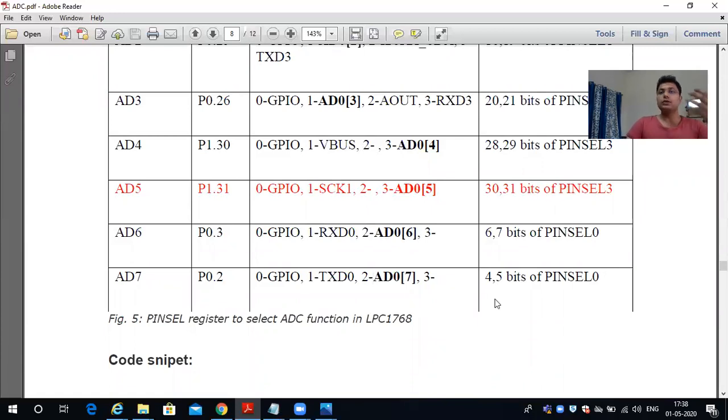So that's all about configuring the pins corresponding to ADC functionality. In this way, by properly utilizing the concerned bits in the pin select register, we can configure the corresponding port pins as ADC pins instead of GPIO.